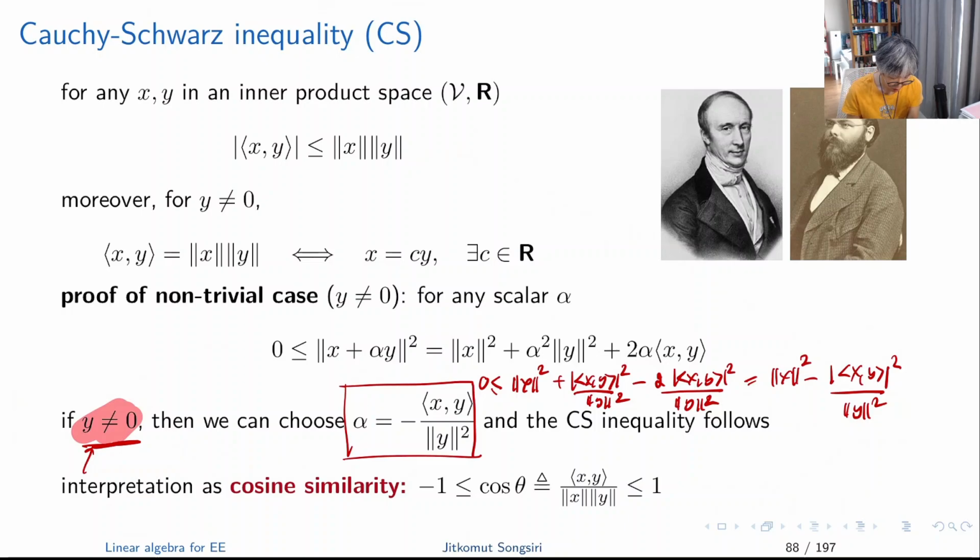Okay. So this is very general to assume that y is non-zero, because if one of them is 0, the Cauchy-Schwarz inequality would become very trivial.